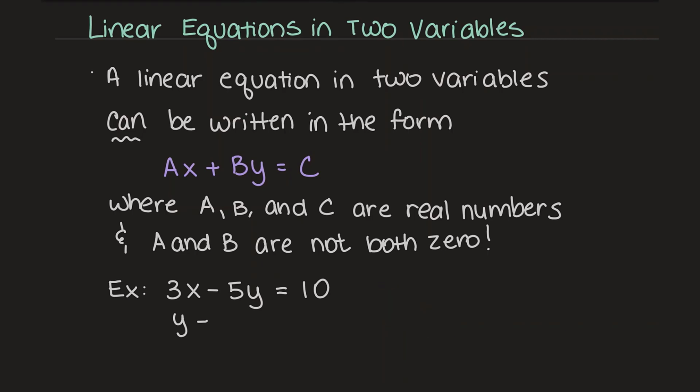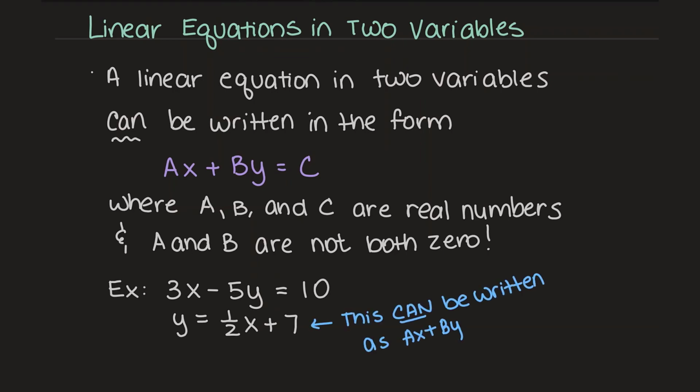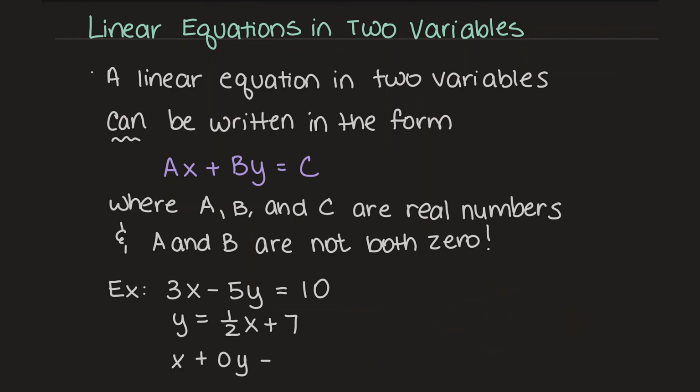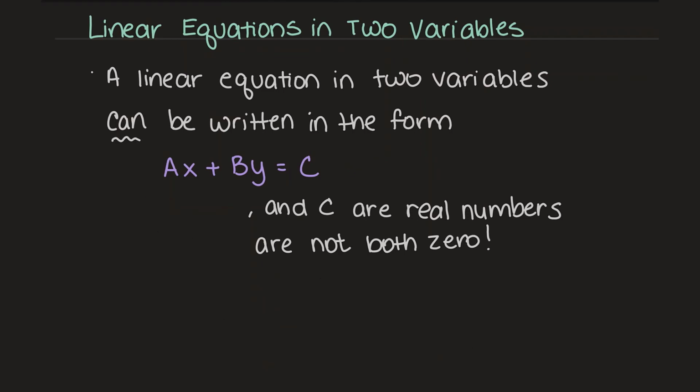Another example is y equals 1/2 x plus 7, and this equation can be written as ax plus by equals c after some rearranging. And then another example is x plus 0y equals 8, where a is 1, b is 0, and c is 8. This is the same as x equals 8, and we say that this equation is in standard form.